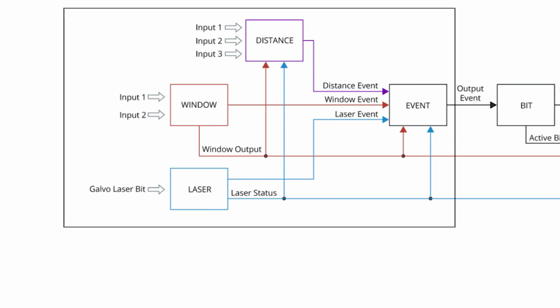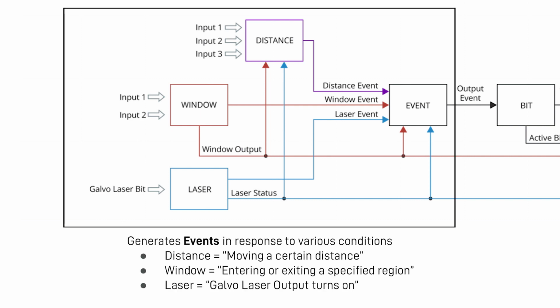First, we have the event modules. These are what generate the PSO events based on various conditions and circumstances. These events are broken up into 3 categories: distance events, window events, and laser events. Distance events allow the PSO to track the encoder and cause an event based on moving a certain distance. Window events allow the PSO to track an encoder and cause an event based on either entering or exiting a specified region. And finally, laser events, which are a little more unique and are caused by triggering the output via special galvo scanner commands.